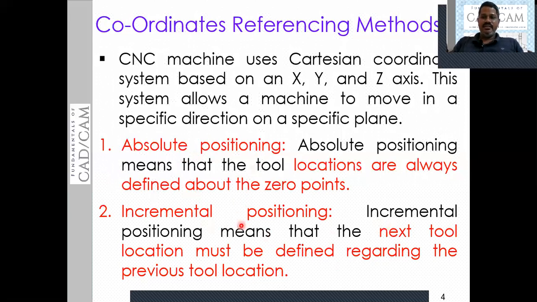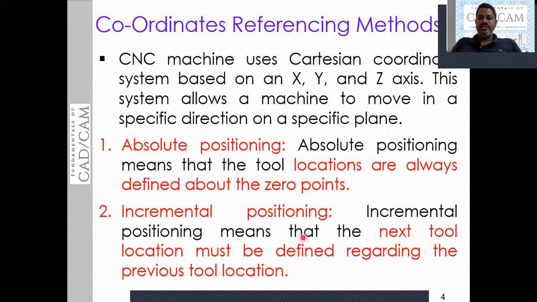In the case of absolute positioning, the next location is not at all going to consider the previous location. That means the next point is not going to consider the previous point. Suppose you are provided 2 points, point 1 and point 2. Point 2 is in no way concerned with point 1. Point 2 always has its values with respect to one point, that is called the reference point, which in turn you can call the origin point. So that is called the absolute point.